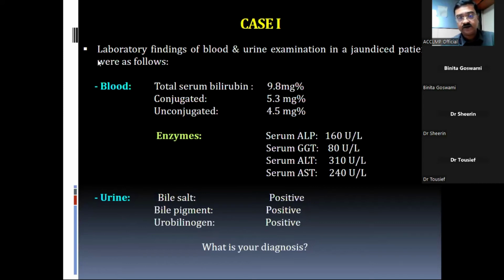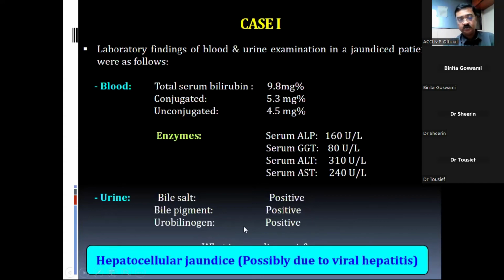So let's start with the first one. Laboratory findings of blood and urine examination of a jaundice patient are like this. Total serum bilirubin 9.8, conjugated 5.3, 4.5 is unconjugated. Enzymes: ALT and AST are raised, ALP borderline raised, and urobilinogen is positive, bile salt and bile pigment are positive. So my question is, what is the diagnosis? I think it's a very straightforward case, I don't want to waste time with that. As you understand, it is a case of hepatitis.